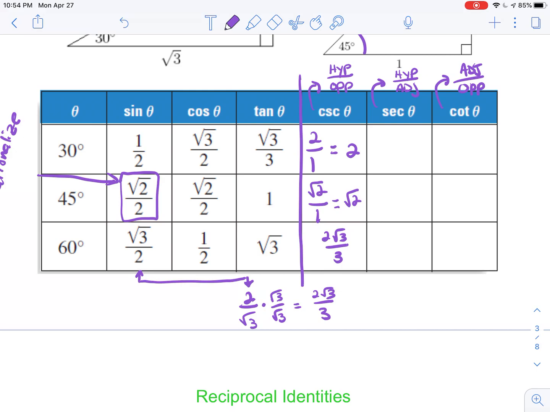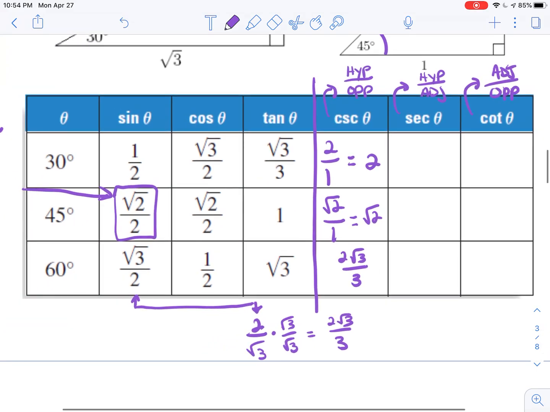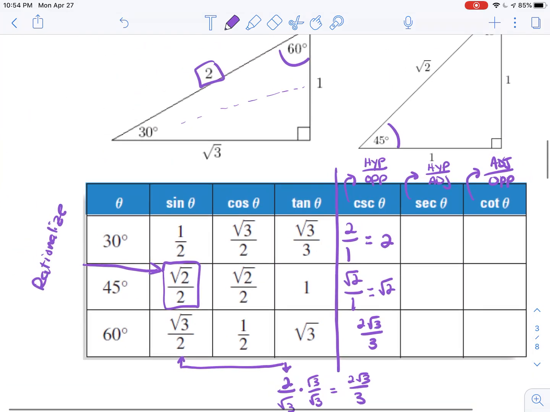Okay, so I want you to pause the video and try the other 2 columns. When you're done, take a look back and see if you got the work right. Okay, so secant is hypotenuse over adjacent for 30. We already know the hypotenuse is 2. What is my adjacent? Radical 3. Well, we already rationalized this, and we know that this is going to be equal to 2 radical 3 over 3. Right? The work for that is down here. Hypotenuse over adjacent of 45. So hypotenuse is radical 2 over adjacent is 1.